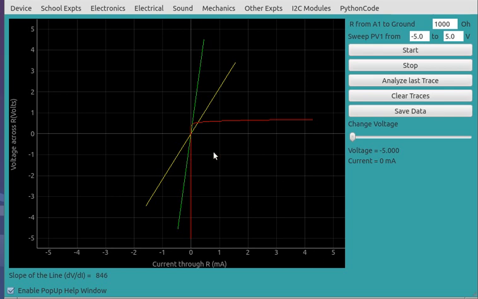So these are the ways you can explore the relationship between voltage and current using ExpEYES.